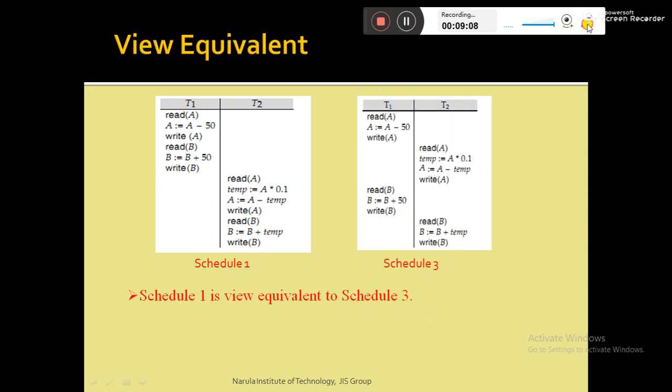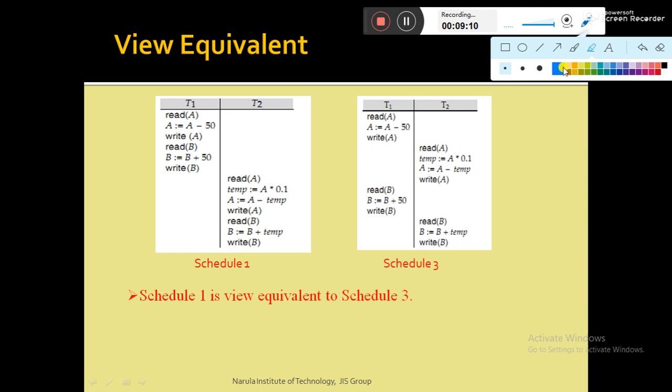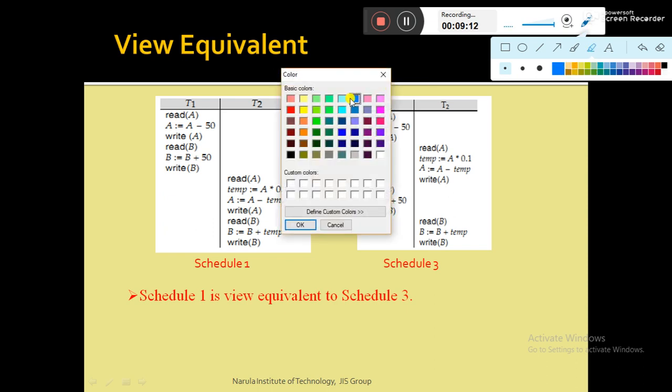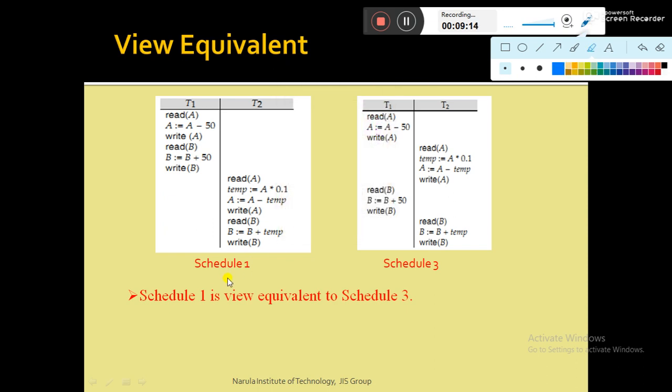Now consider another example. Two schedules are given, schedule 1 and schedule 3, and both have the same set of transactions T1 and T2. The question is whether schedule 1 and schedule 3 are view equivalent or not. Again the same thing we have to check: the three conditions, whether they are satisfied or not.